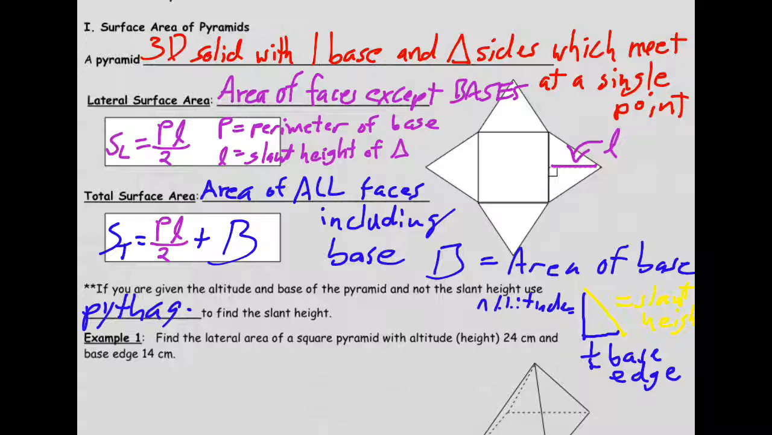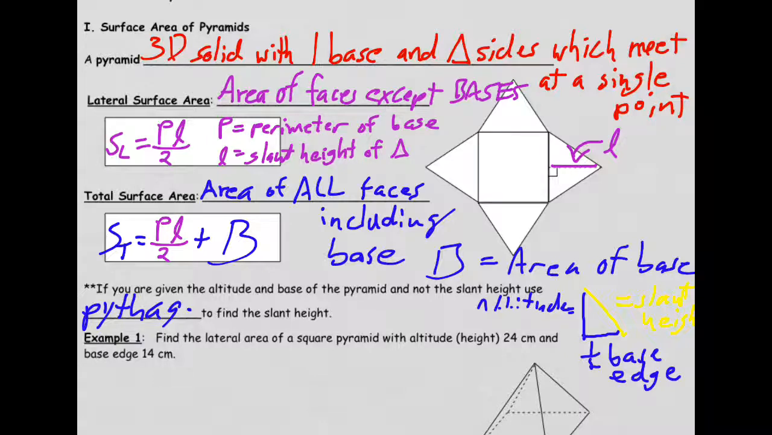But for the total surface area, well, I could walk you through how we got all this, but I'll basically tell you that this equation, the perimeter of the base times the slant height over 2, comes from taking the area of this triangle, this triangle, this triangle, and this triangle, and adding them all together to find the lateral area. I'm not going to take you through those steps. You just have to know that it boils down to the perimeter times the slant height over 2.